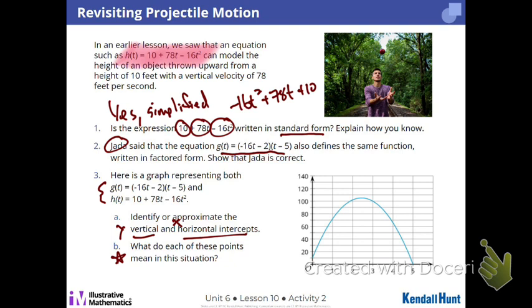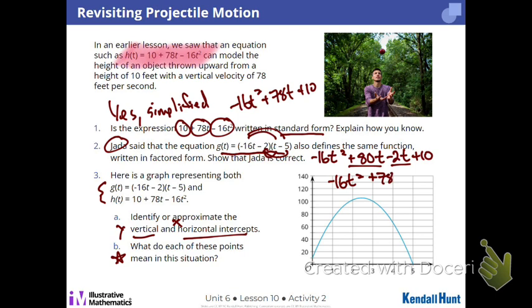So, let's look at Jada's. Who said Jada had the same? Nobody said, one person? I did. 3 people? Okay, now, who said Jada's was different? Okay, let's distribute and see what's up. Negative 16t times t is negative 16t squared. Negative 16t times negative 5 is positive 80t. Negative 2 times t is negative 2t. Negative 2 times negative 5 is 10. All right, so this still kind of doesn't look exactly the same, but look at these two terms.